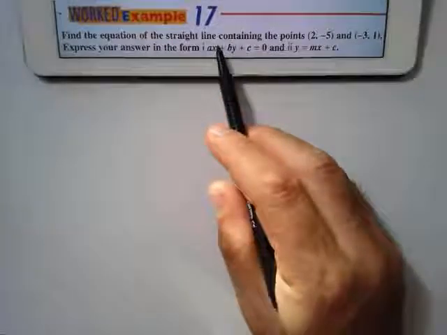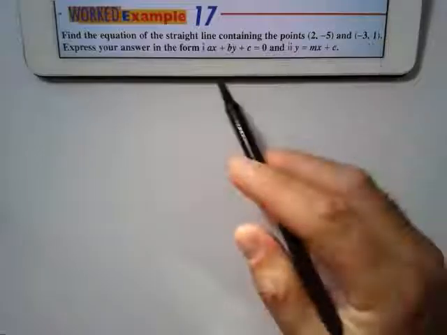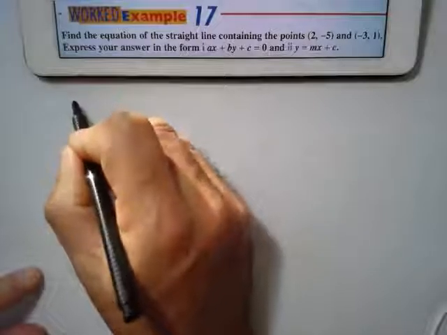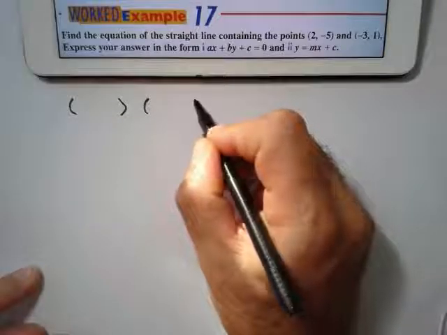Find the equation of the straight line containing the points (2, -5) and (-3, 1). Express your answer in those two forms. So I'm going to start off by what they give me. They give me 2 points. So my 2 points are there and there.